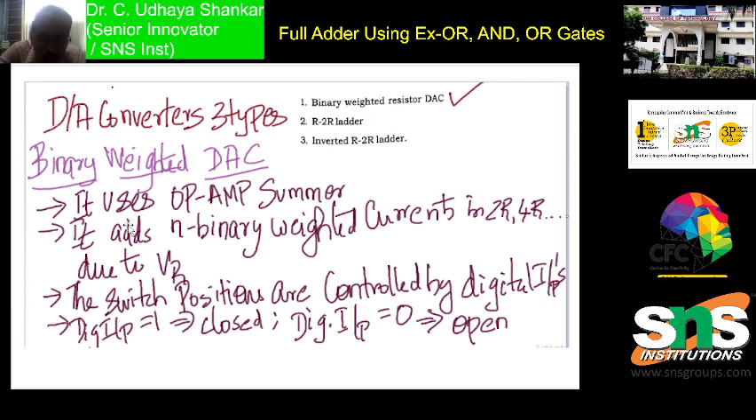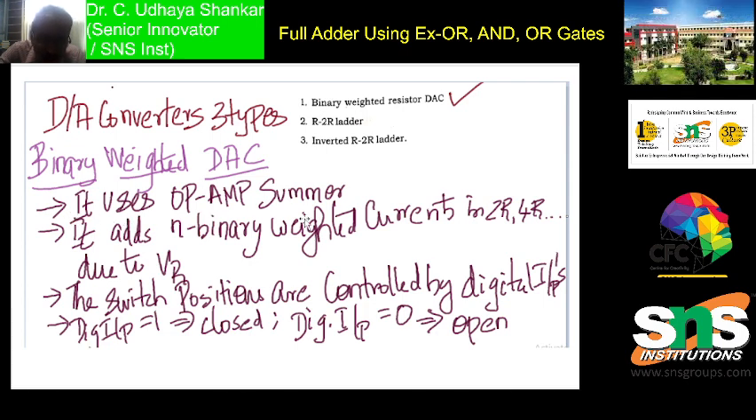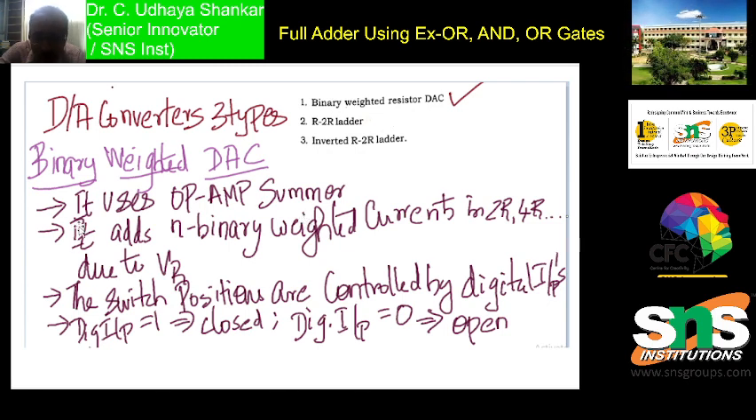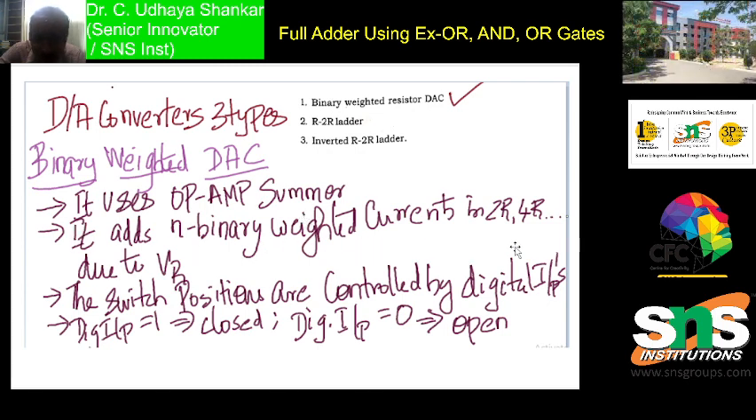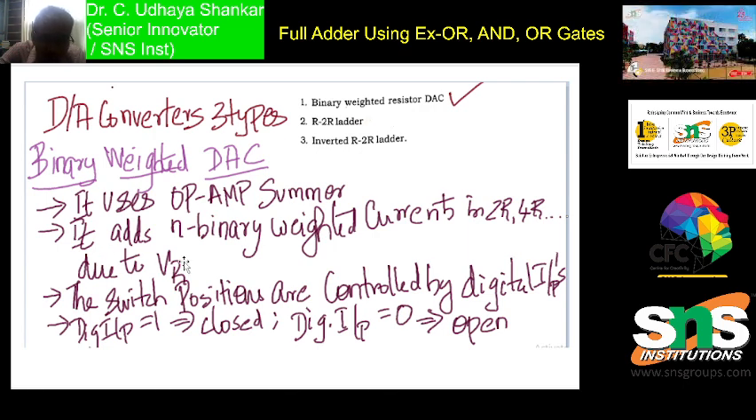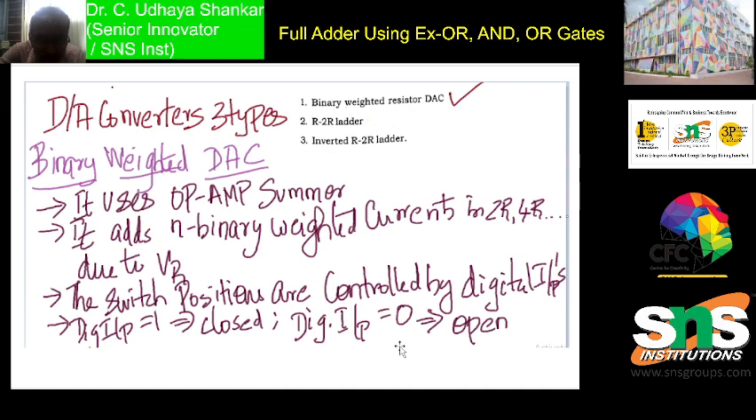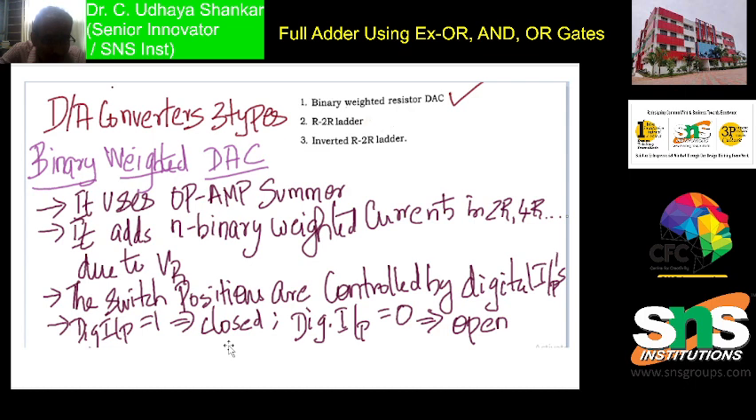So how does it work? Before going to the circuit, let us discuss the different parts of the binary weighted DAC. It uses an OPAMP summer. It adds n binary weighted currents in 2R, 4R due to the voltage Vr. The switch positions are controlled by means of the digital inputs. When the digital input is 1, the switch behaves as a closed circuit. When the digital input is 0, it behaves as an open circuit.